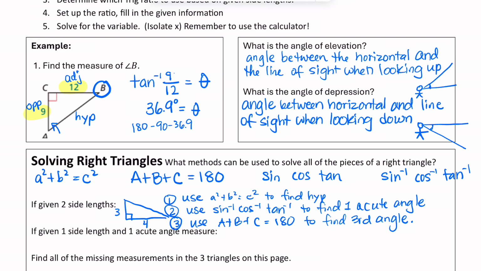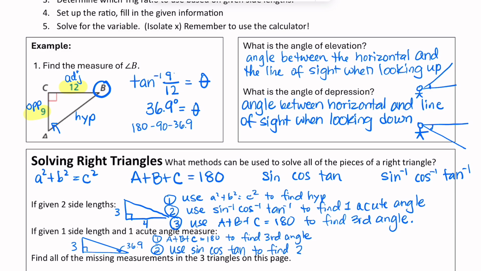Let's say we're given one side length and one acute angle measurement. So if we had 3 here, and then this angle right here was 36.9, we would first use a plus b plus c equals 180 to get that other angle. And then the next thing we would do is use trig, sine, cosine, tangent, to find the two missing sides.